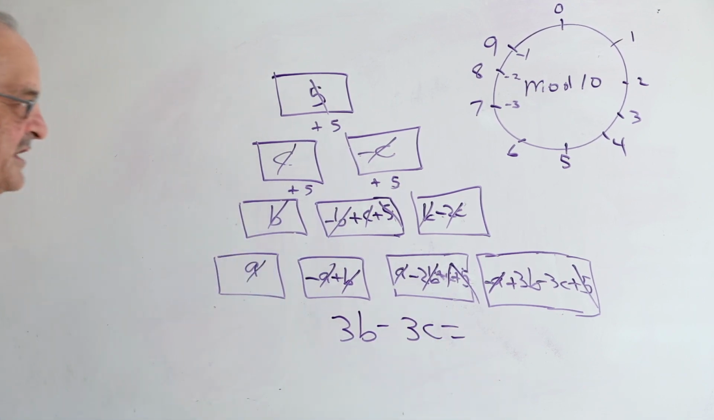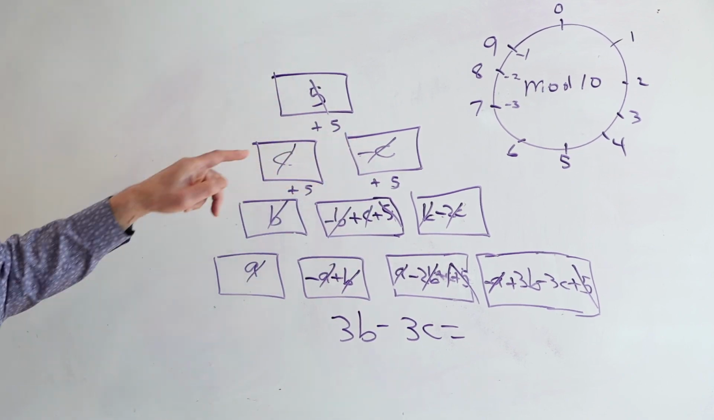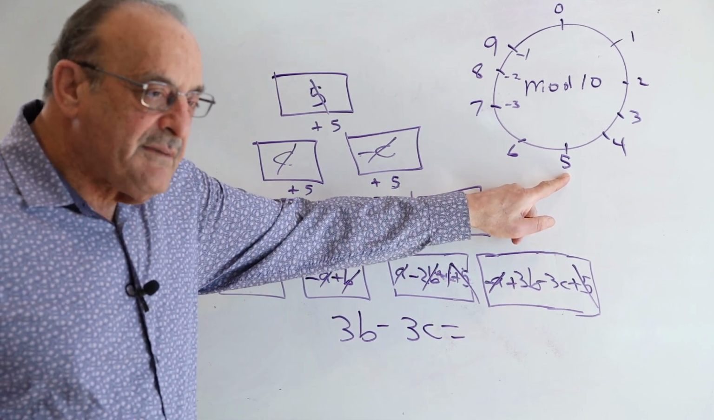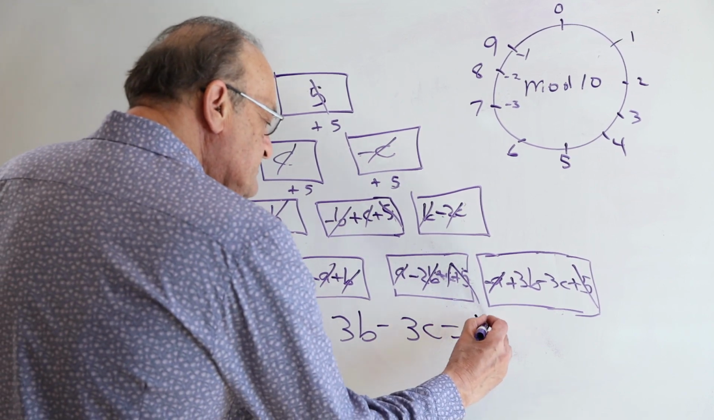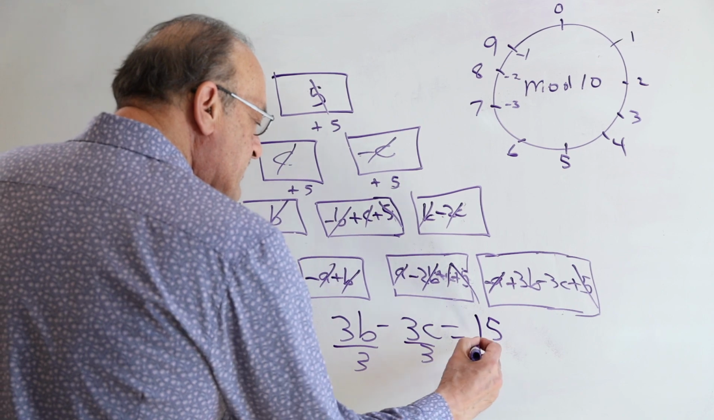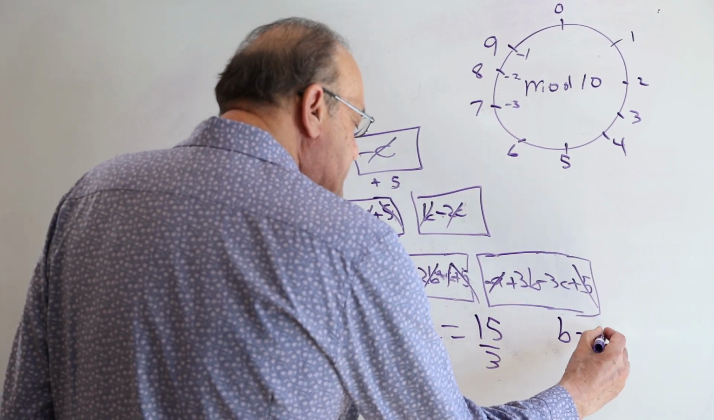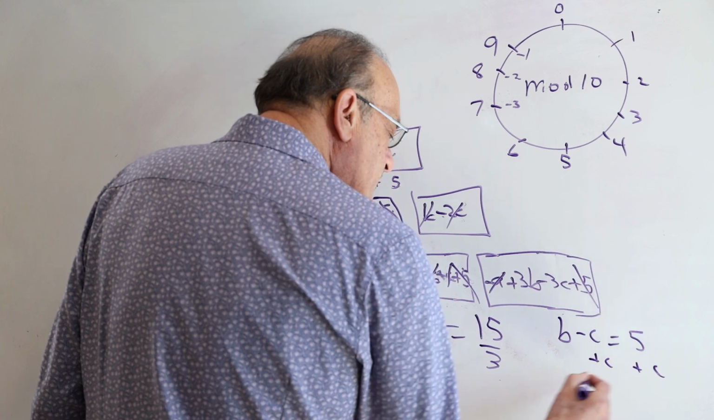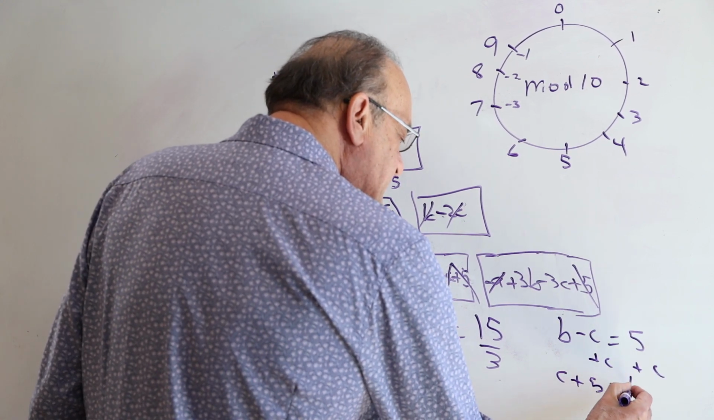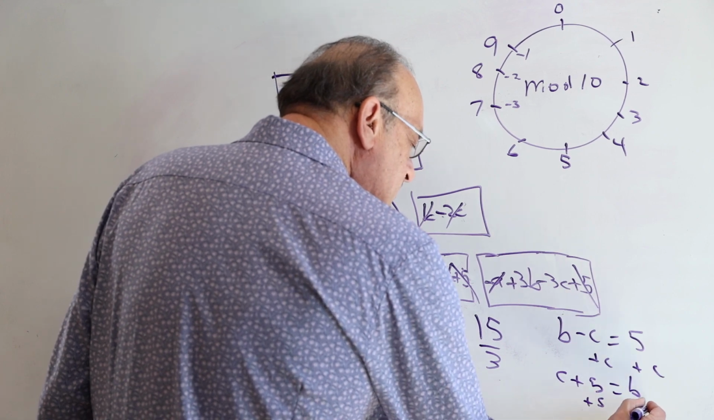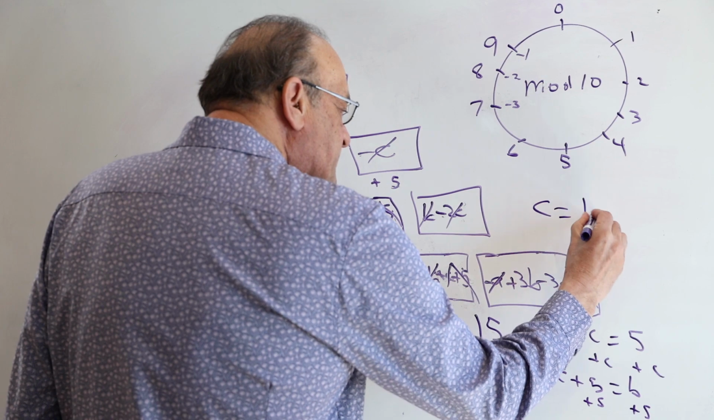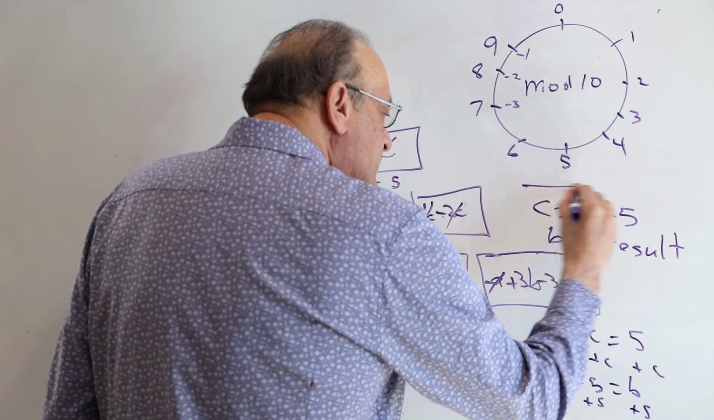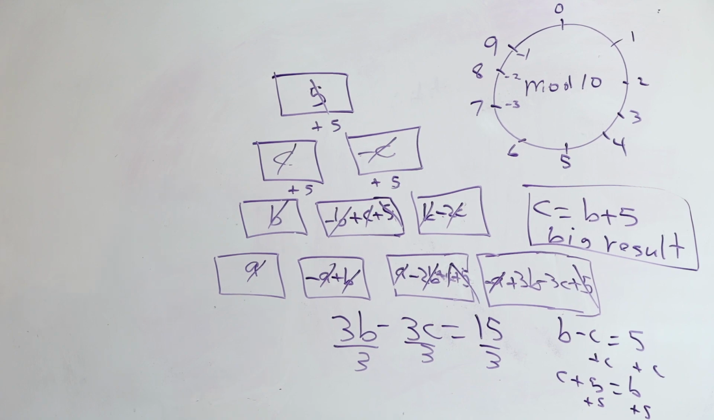So that's equal to all these numbers in the boxes, 0 through 9, which adds up to 45. But on this clock, 45 is the same as 5, it's the same as 15, it's the same as 25. So let's use 15 and then divide by 3. And we get B minus C equals 5. So if we add C to both sides, we get C plus 5 equals B, and add 5 to both sides, and we get C equals B plus 5. And I always call that a big result. Okay, so that helps us a lot.